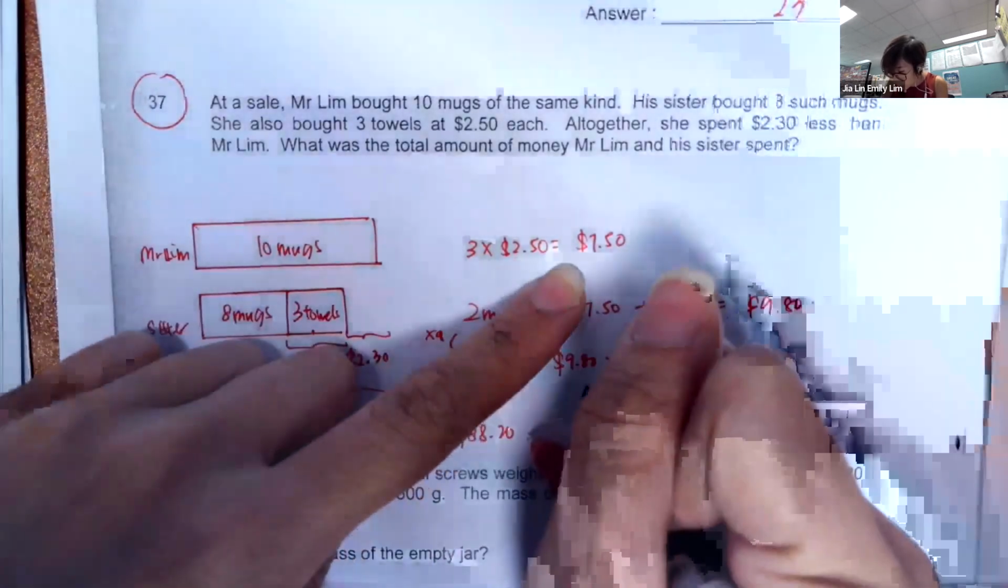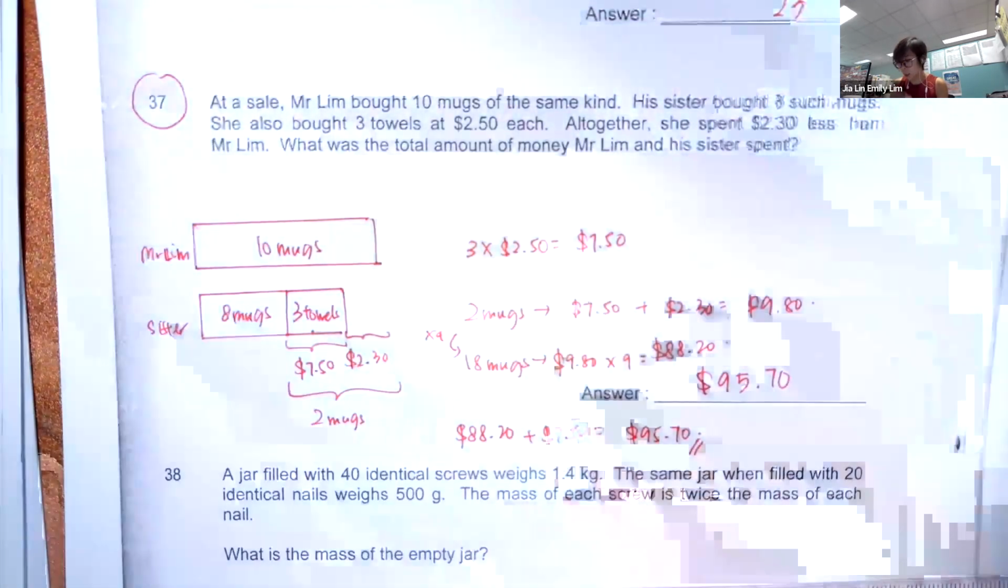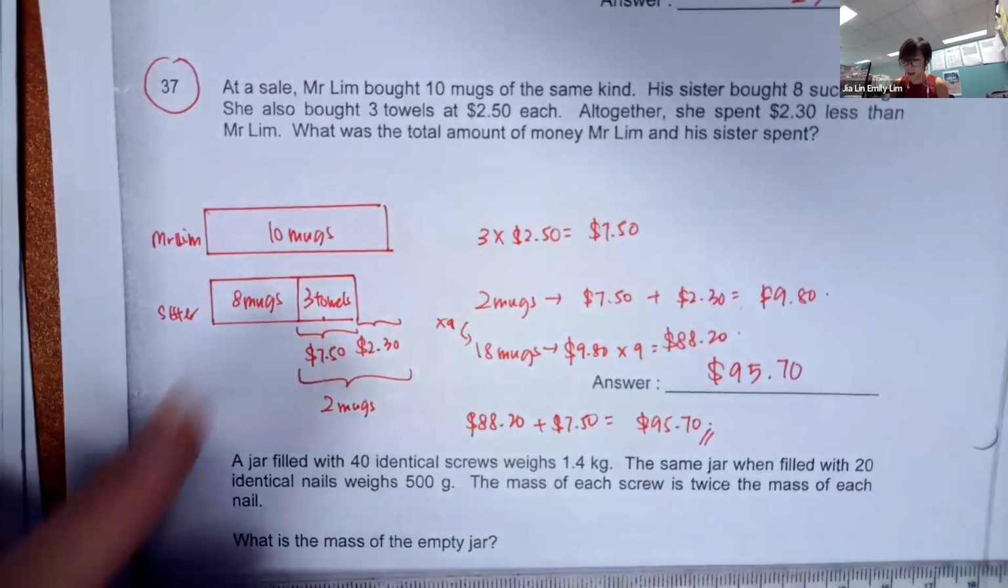$88.20 plus the 3 towels, which I already found here, $7.50. That would be $95.70. Okay, that's question 37. Next one, the last one that you requested for, question 39.